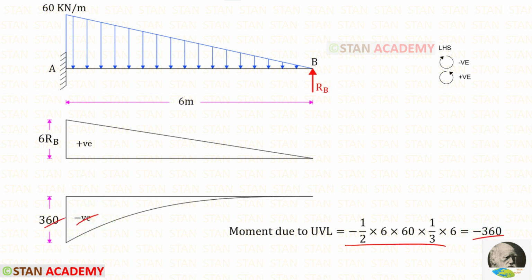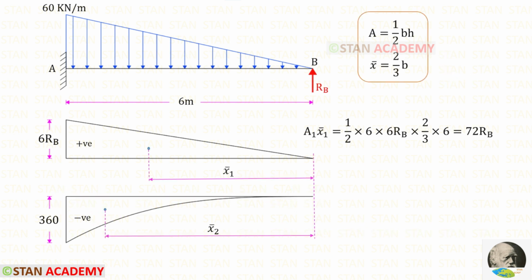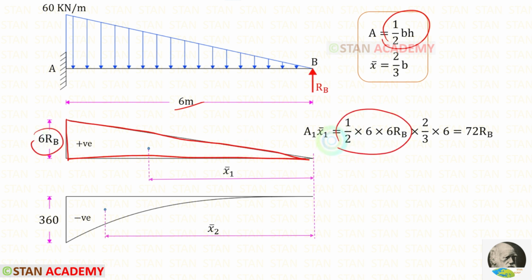Let us enter that. The bending moment diagram due to RB will be in the shape of a triangle, and the diagram due to the UVL will be in the shape of a third degree parabola. Now let us find area 1 x1 bar. We know that it is a triangle. We know the area formula of a triangle, half into BH. Here the breadth is 6 and the height is 6RB. So this is the area.